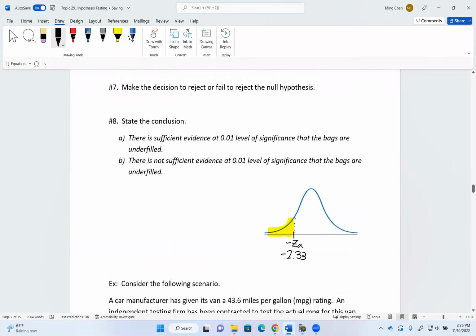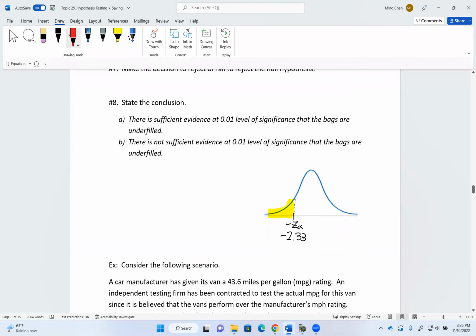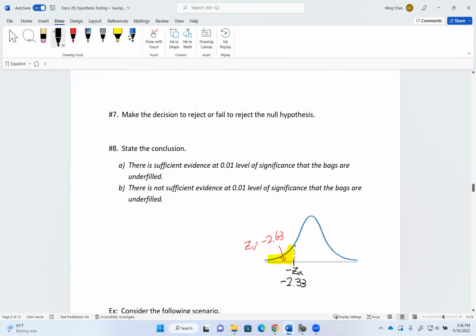Negative 2.63 is actually within the rejection region. Negative 2.63 is to the left side of negative 2.33, the critical value. If you are to the left of it for a left tail test, you fall into the rejection region. So we will reject the null hypothesis.